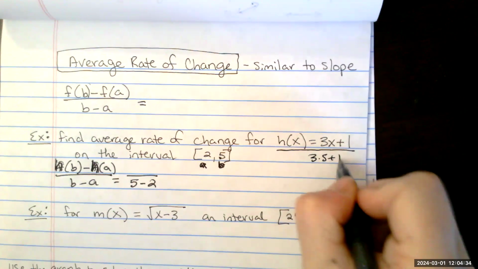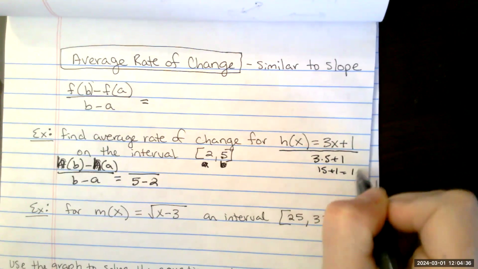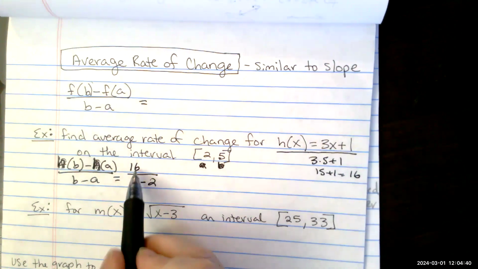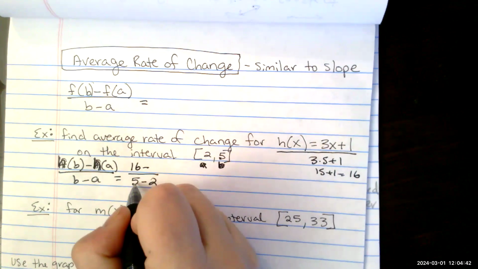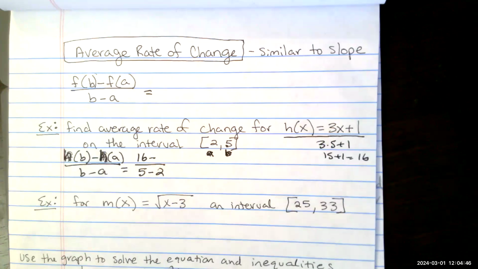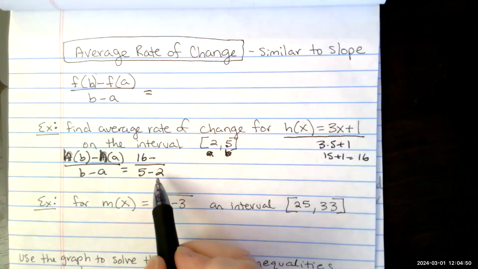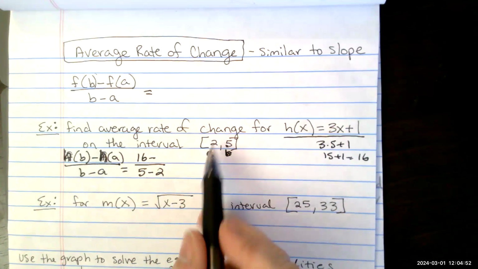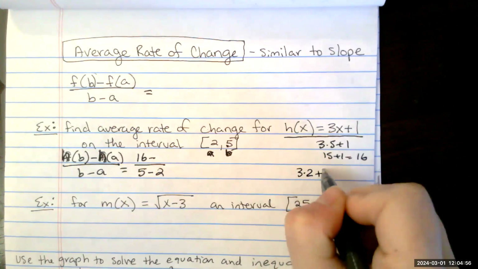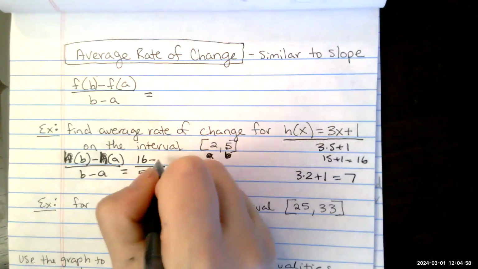3 times 5 plus 1, 15 plus 1 is 16. So when I plugged in the 5, I got 16. So you see, that's just like my y value. This was the x. When I plugged it in, I got 16. Minus, let's see what I get when I plug in my 2. So remember, it's not -2 I'm plugging in, it's just 2. Okay, so 3 times 2 plus 1, 7.